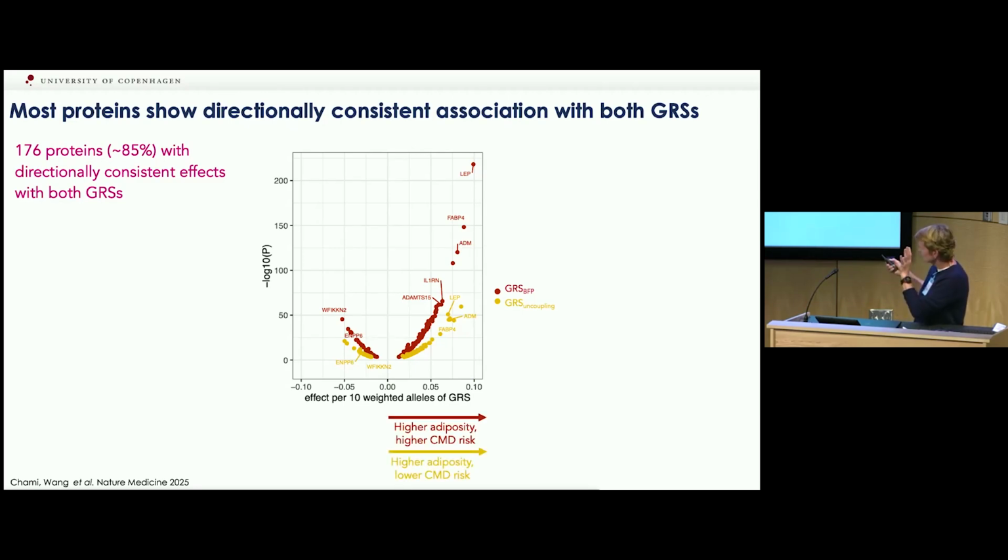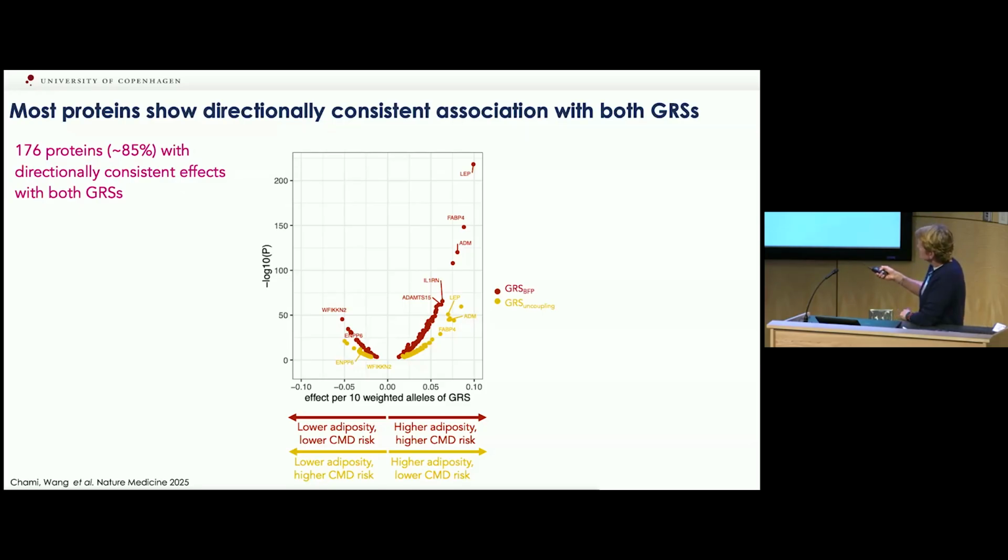There are 3 dimensions to this plot. On the right-hand side means higher adiposity, higher cardiometabolic disease for the red dots. But for the yellow dots, it means higher adiposity, lower cardiometabolic risk. And on the left-hand side, lower adiposity, lower cardiometabolic risk for the red dots again. And for the yellow dots, lower adiposity, higher cardiometabolic risk.